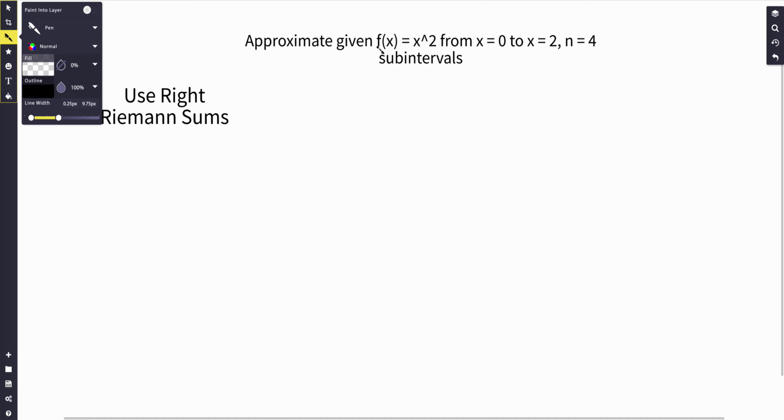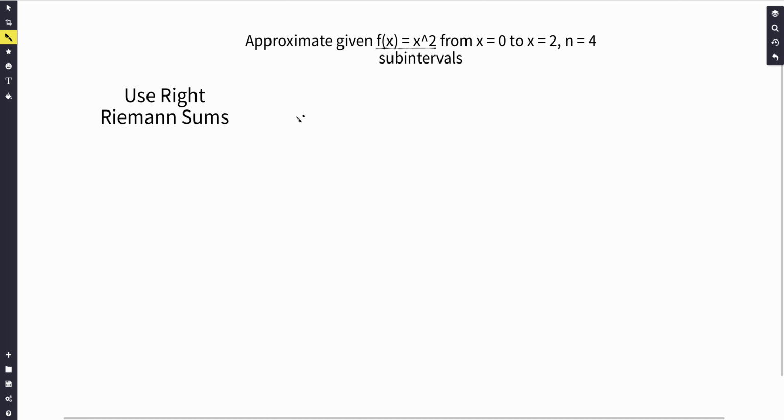So we know the f of x function right here. So f of x, it's just the same problem as before, is equal to x squared. And we know it's from an interval of 0 to 2.